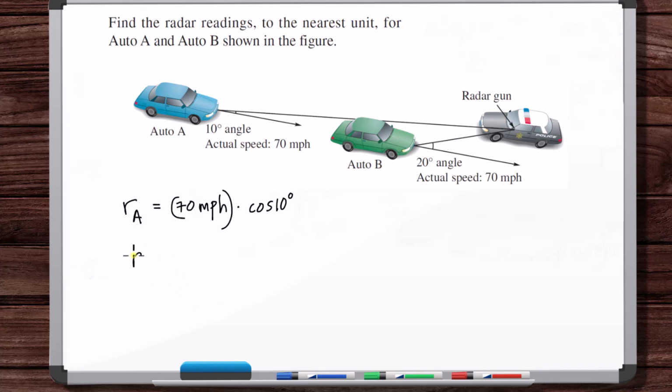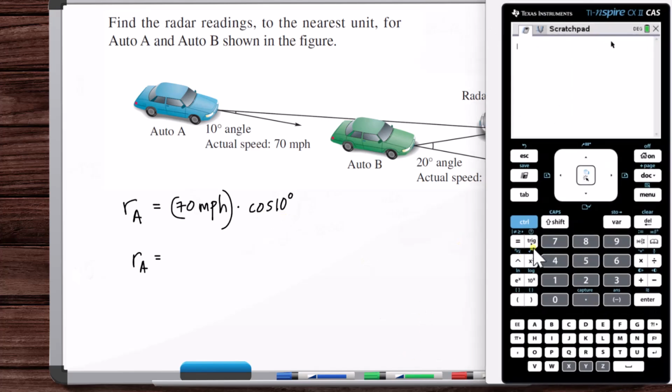Now, to evaluate this, you can think about the software inside the radar gun. I don't even know if the software is calculating this, or if it autocorrects itself. But to do this calculation, we need to evaluate from scratch what cosine of 10 degrees is. It's not a special angle, so we need to do an approximation.